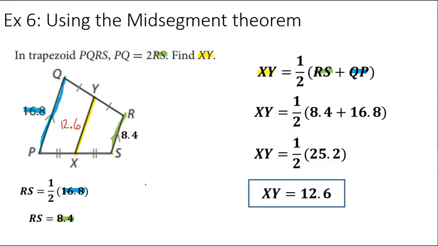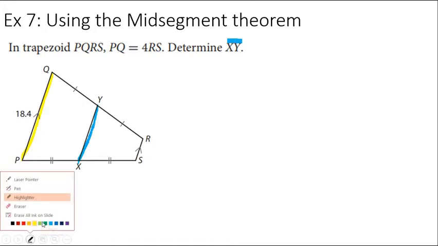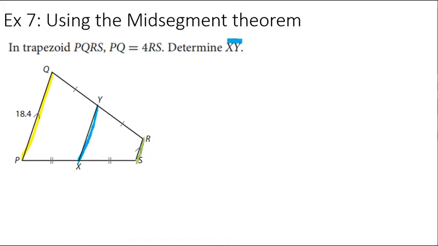Okay, now example 7. Here it says trapezoid PQRS, PQ is equal to 4 times RS. We're going to determine the length of XY. Again, XY is the segment right here. And they give us the length of PQ, and we're going to solve for the length of RS.